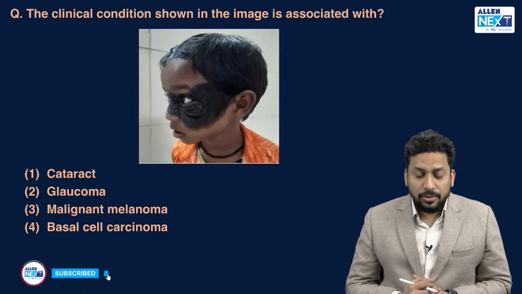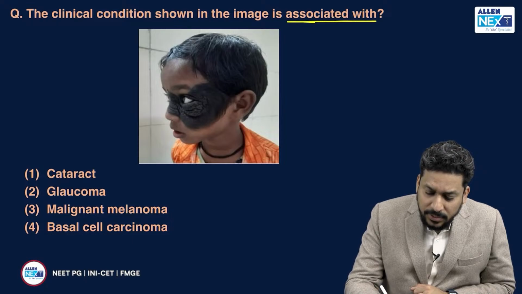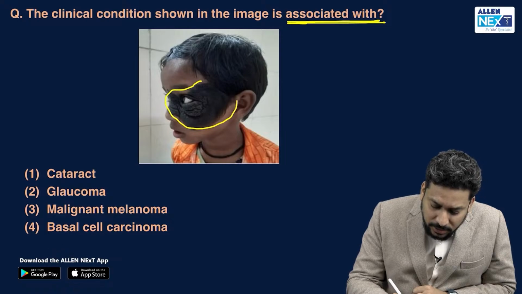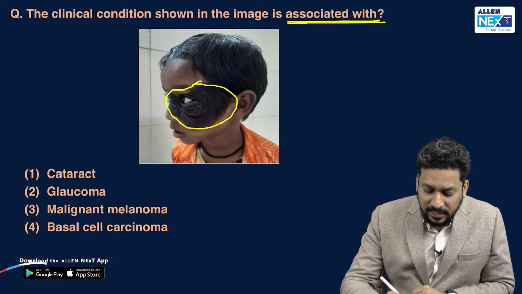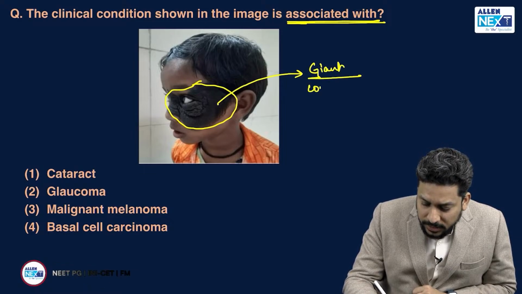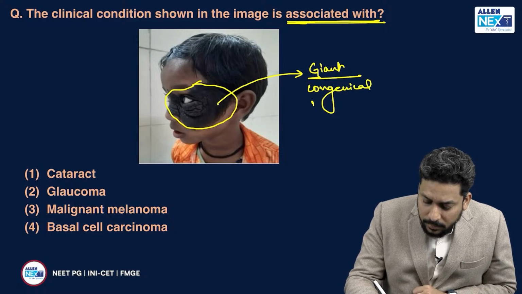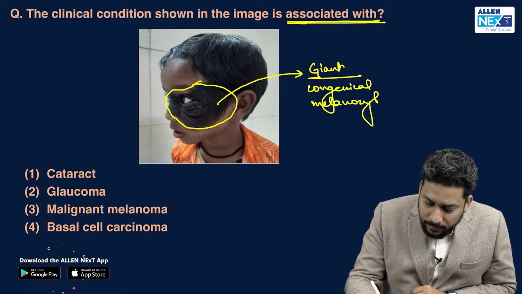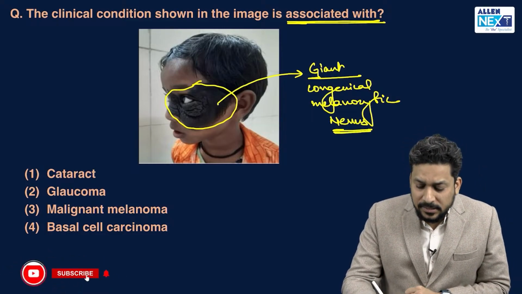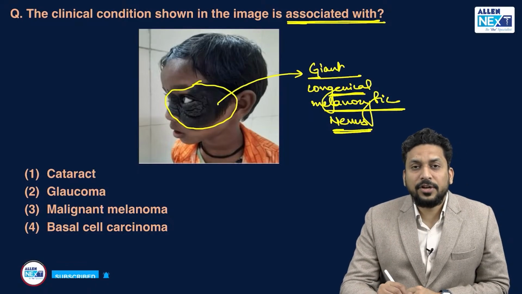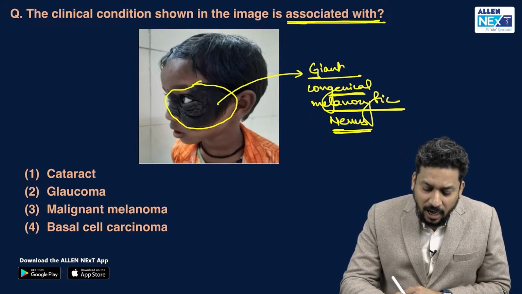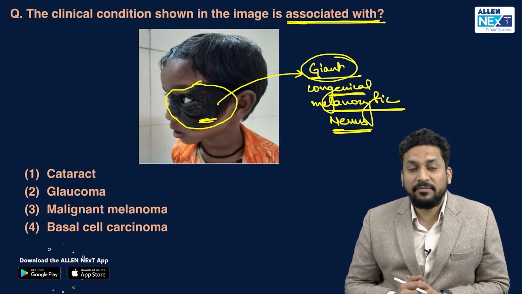In the clinical condition shown, what is this image associated with? Now what you can see is that over the face of this child, a large black colored lesion is present, and this clinical presentation is of a giant congenital melanocytic nevus. Remember that this is a benign condition and it is present since birth, and it is due to benign proliferation of the melanocytes, and melanocytes, you know, are the color forming cells. So these are generally dark in color, and we are calling them giant because it is a very large lesion.